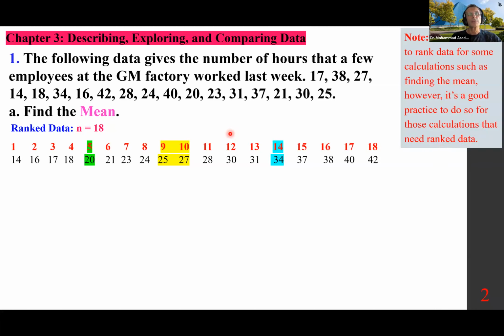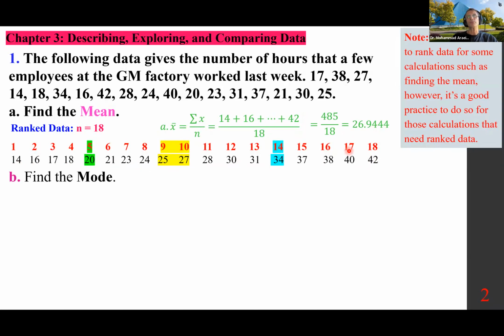Okay. Now, we start with the formula. X bar is a summation of X over N. So we start from the first one, 14 and 16, all the way to the last one, 42. And we divide by size, N is 18. Now, when you write the answer, you want to be careful again with the number of decimals and your rounding accordingly. So for example, if they want you to round it to the nearest hundredth, you need to look at this number to make that decision, okay?